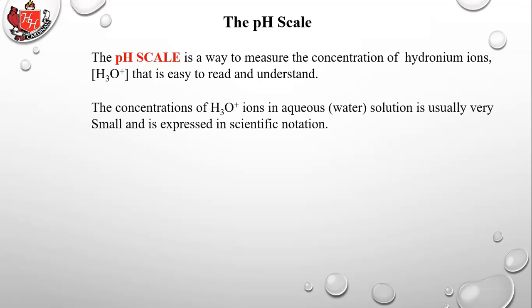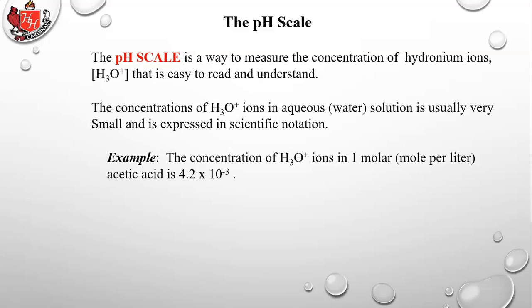So the concentration of H3O+ ions in water solution is usually very small and is expressed in scientific notation. For example, the concentration of hydronium ions in 1 molar acetic acid, that's vinegar like you have in your kitchen, is 4.2 times 10 to the negative third. Again, a negative exponent does not mean a negative number. It's a positive number between 0 and 1. It's what you call a decimal. So in this case it would be 0.0042 in standard decimal form.